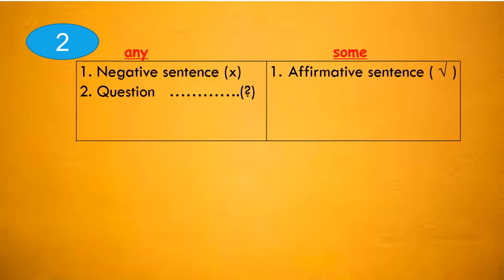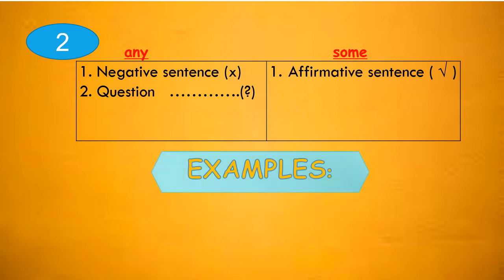And now let's move to our second part, which is any and some. And when can I use any and when can I use some? So first, I can use any with the negative sentence and in questions. And what about some? I can use some in the affirmative sentence. I'll show you now some examples.